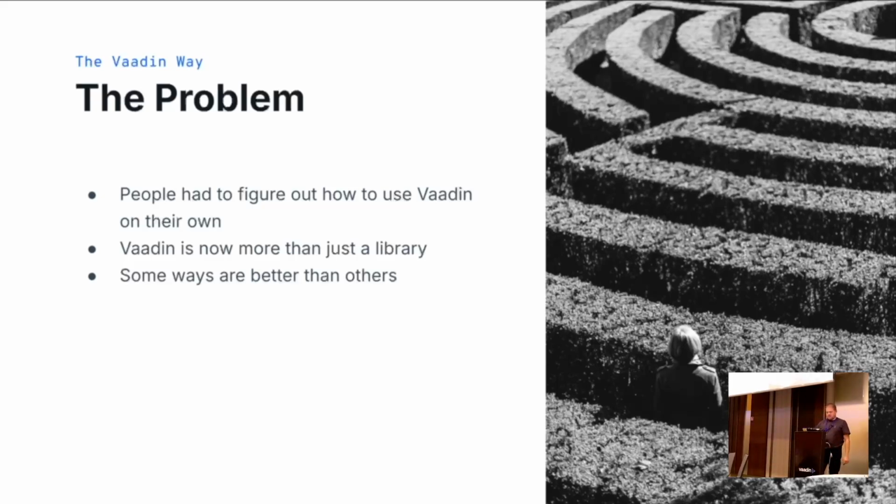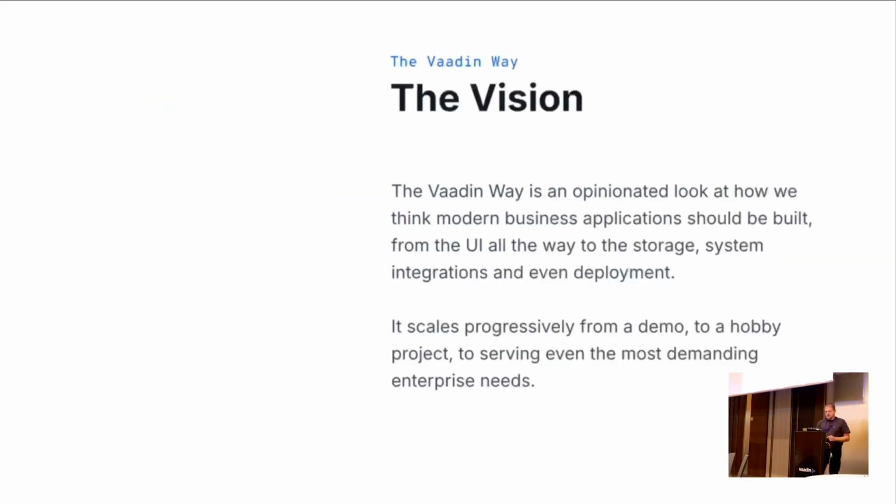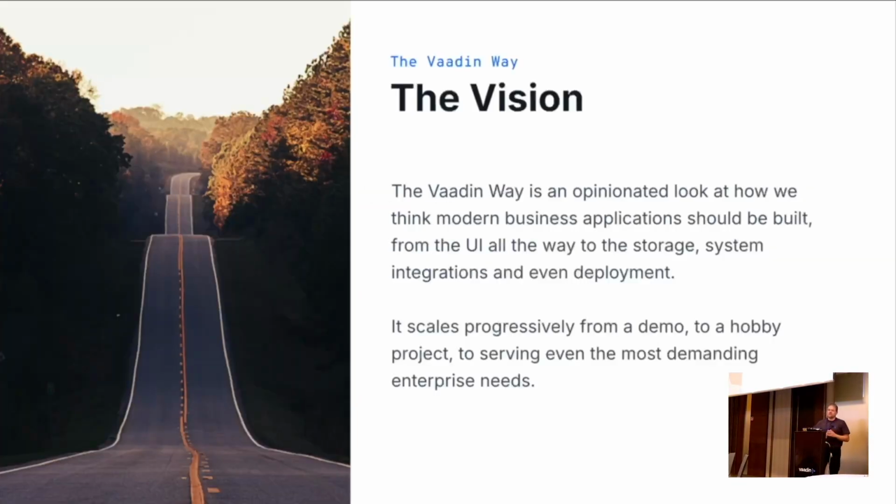So we decided that we want to do something about this. So this is our vision. I want to point out, this is our vision. This is what we're aiming towards. So the Vaadin Way. This is the Vaadin Way. It's an opinionated look at how we think that modern business applications should be built. From the UI, but not only the UI, but all the way down to storage, system integrations, deployment, data design, domain-driven design, UX design, basically everything that you need to know in order to be a successful business app developer with Vaadin should be covered in the Vaadin Way.